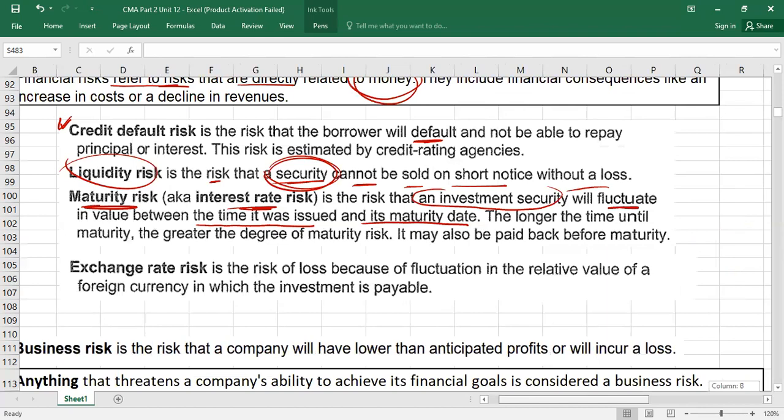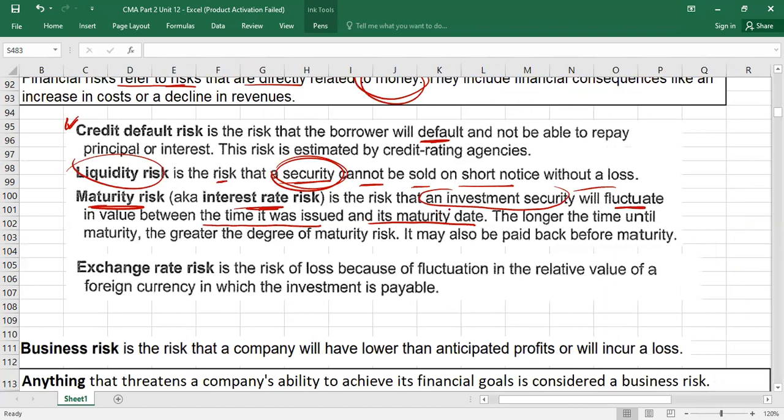So interest rate risk is the risk that an investment security will fluctuate in value between the time it was issued and its maturity date. Why from the time of issue to its maturity date? Because, for example, if the maturity period is 10 years, there are 10 years in which the interest rate can go up or go down. So there are more chances that your investment in bonds or your security will fluctuate in value.